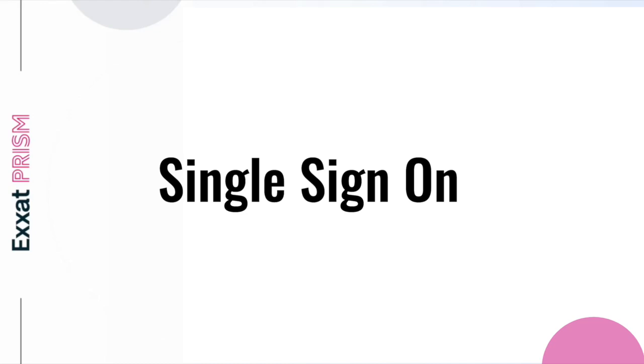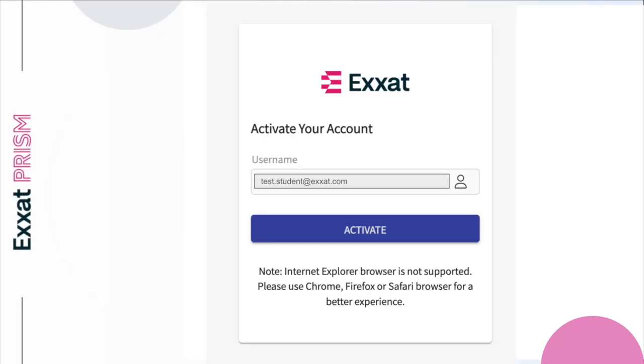Single sign-on is a user authentication method that allows users to log into multiple applications and websites using one set of credentials. Accounts using SSO verify your identity outside of the Exxat system to sign you in and provide you access to the system. For single sign-on accounts, click on the link in the email and you'll be prompted to activate your account.